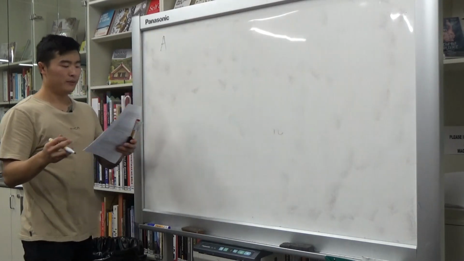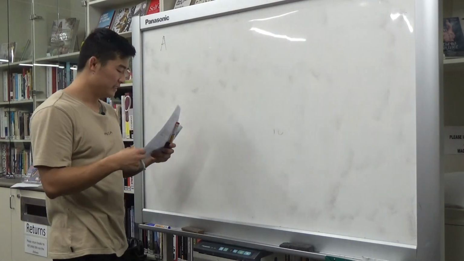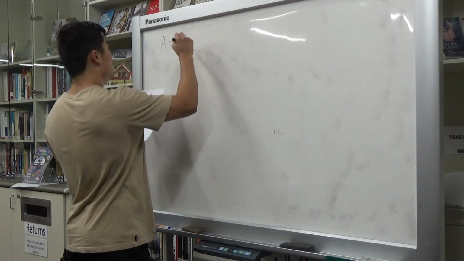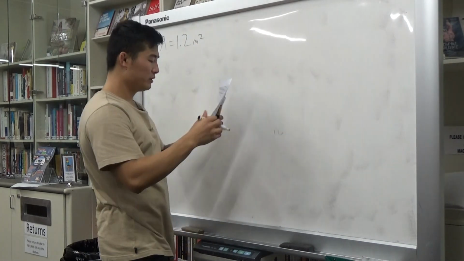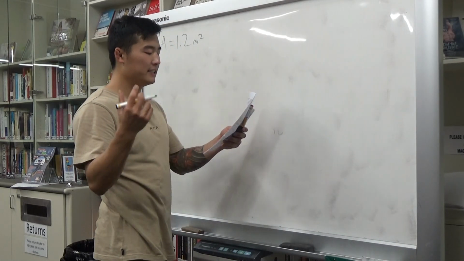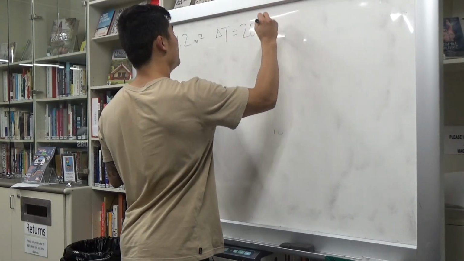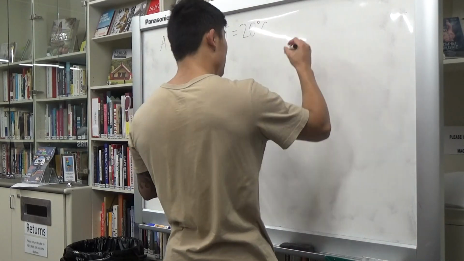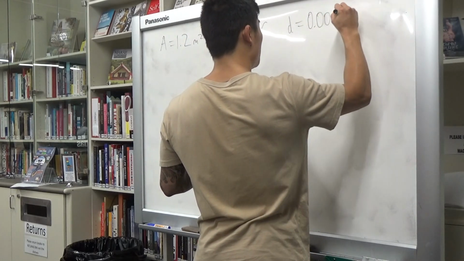For these types of questions, they usually don't give you anything that you don't need, so you can just write down all the variables that you've been given. Area is equal to 1.2 meters squared. The skin temperature is 25 degrees Celsius, and the outside air temperature is 5 degrees. So that's a delta T of 20 degrees Celsius. And the thickness of the clothes is 1 millimeter, so D is equal to 0.001 meters.